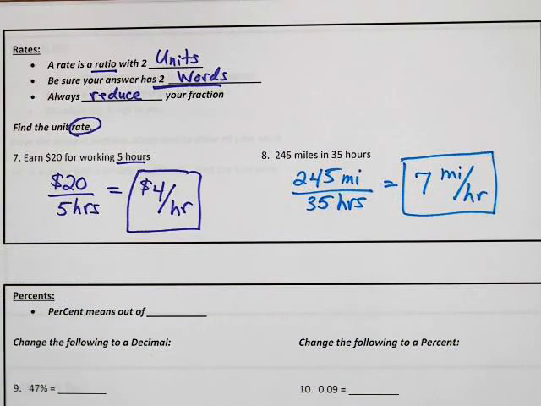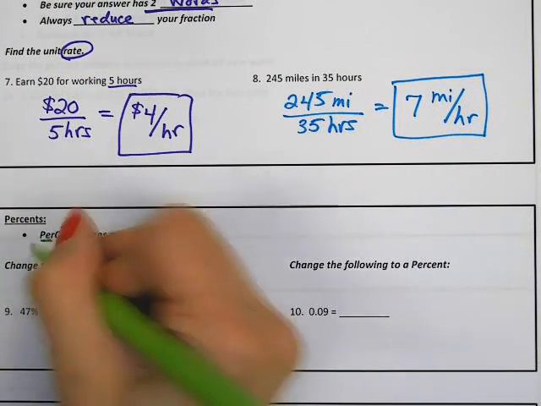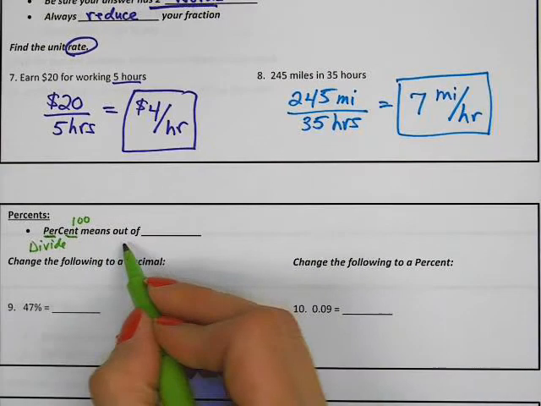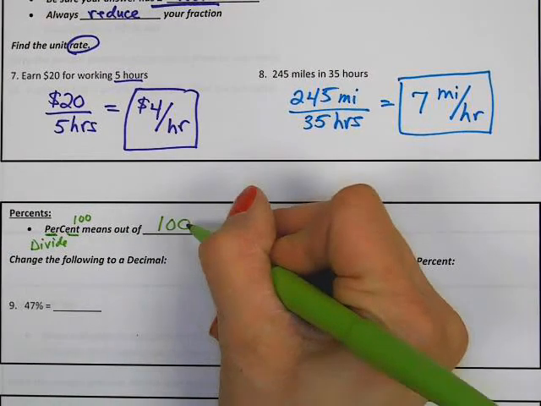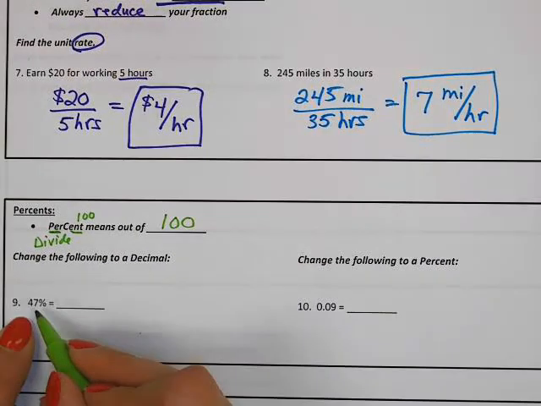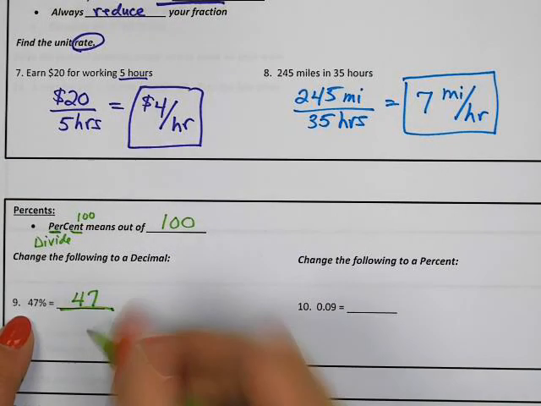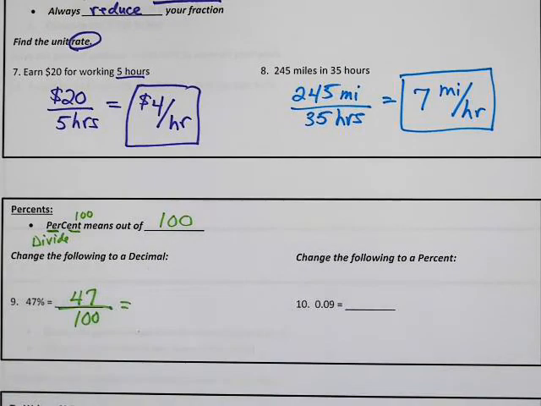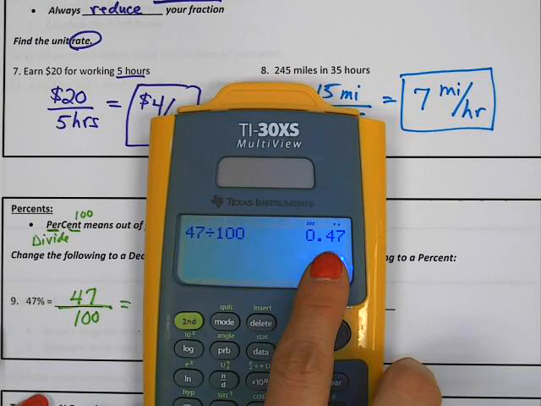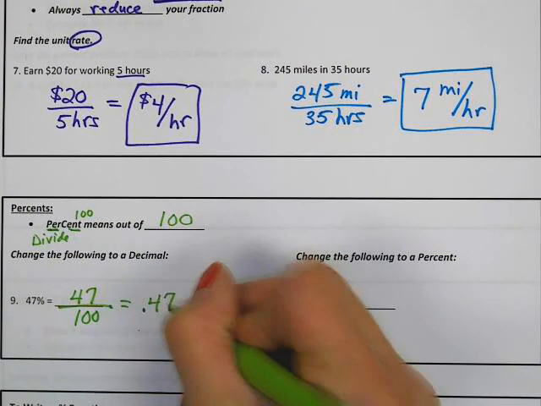Something else that we studied in this chapter was percent. And per means to divide, and cent means 100. So percent means out of 100. Okay, so we're going to change these to a decimal. Here's a percent. When it says 47%, that means 47 per or out of or divide by 100. And 47 divided by 100 is 0.47. Okay, some people know how to do this just in their mind, moving the decimal.